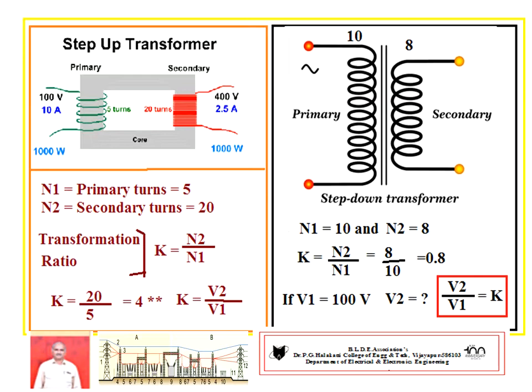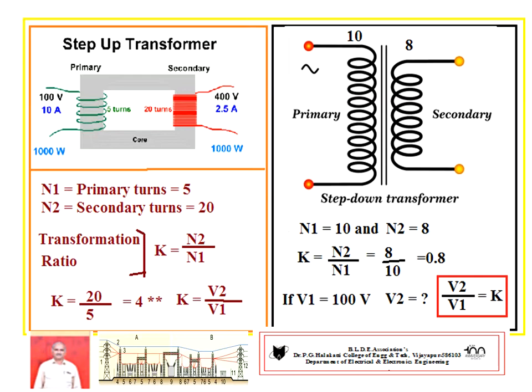In the first diagram, N1 equals 5, N2 equals 20. Hence K is 20 by 5, K is 4. It is known as a step-up transformer. Respectively, if the input voltage is 100 volts, then the output voltage becomes 400 volts, because K equals V2 by V1. In a similar fashion, the second diagram represents a step-down transformer.